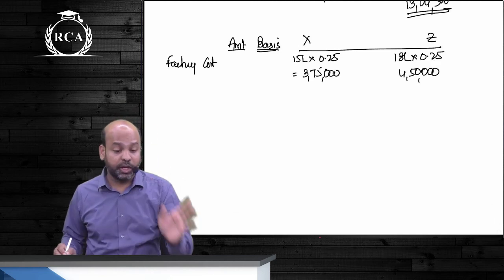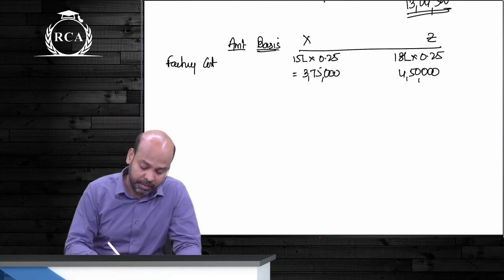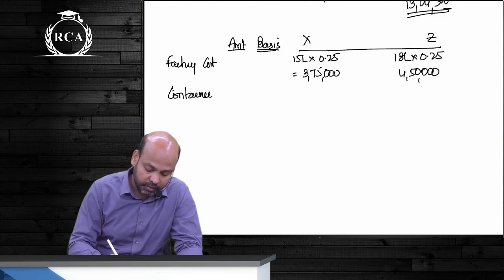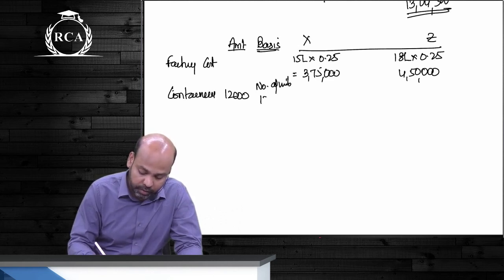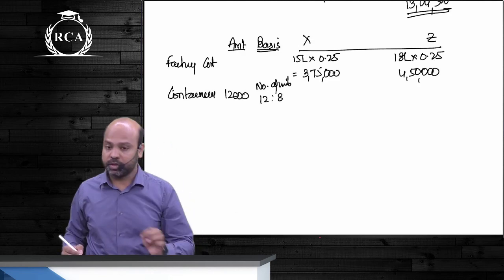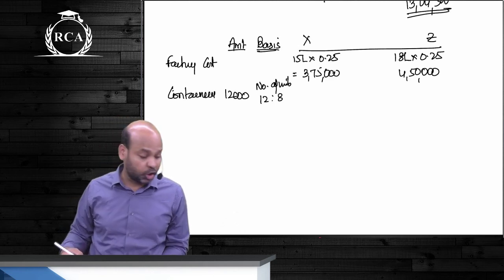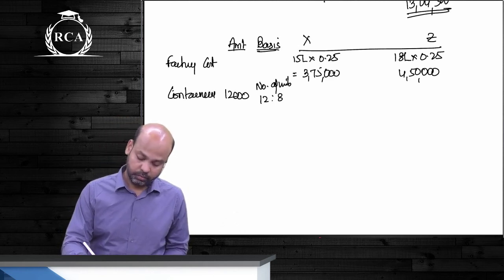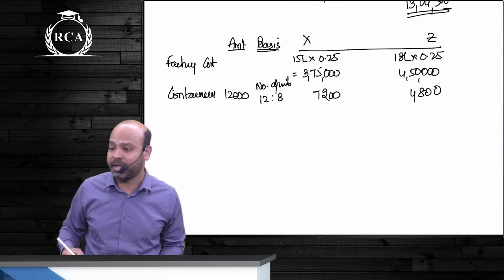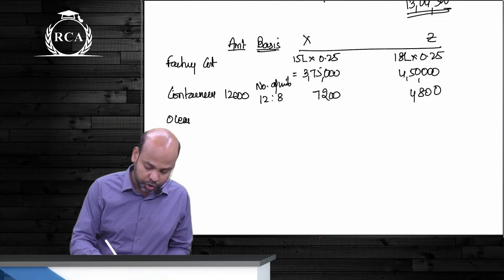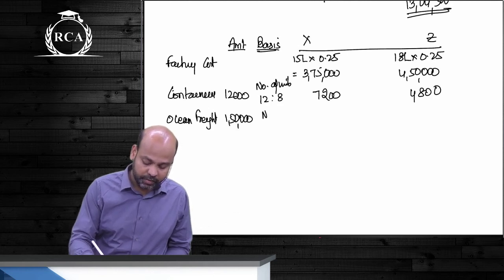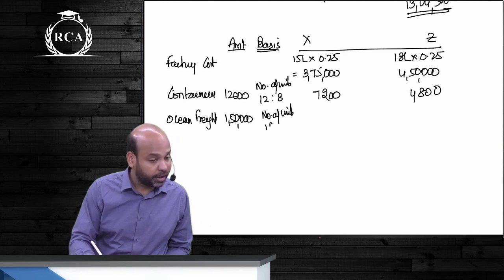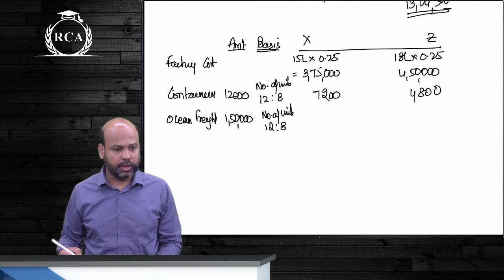Now, whatever cost that you have written above, pick up one cost and keep telling me. After this, what did we write? Containers. What is the amount of containers? 12,000. You will do it on the basis of number of units. What are the number of units? 12,000 is to 8,000. Please allocate 12,000 rupees in the ratio of 12 is to 8: 7,200 and 4,800. What is the next element that you wrote above? Ocean freight. What is the amount? 1,50,000. On what basis should I allocate? Number of units. Same 12 is to 8, 3 is to 2 guys: 90,000 and 60,000.